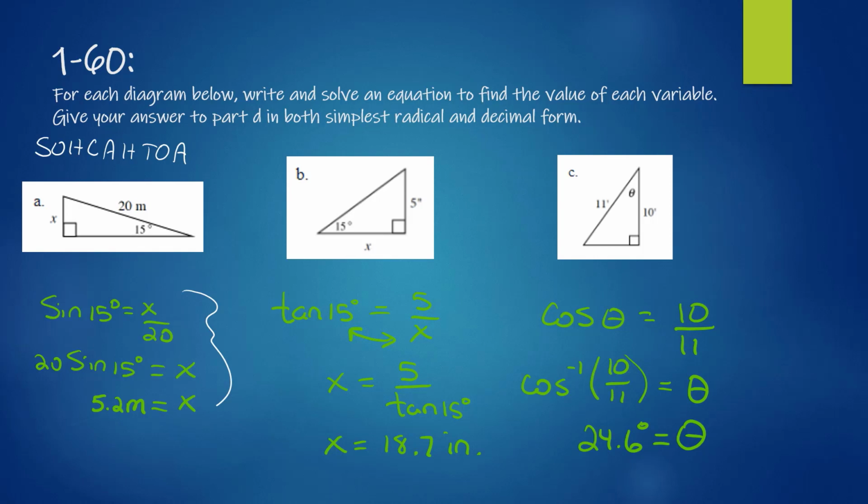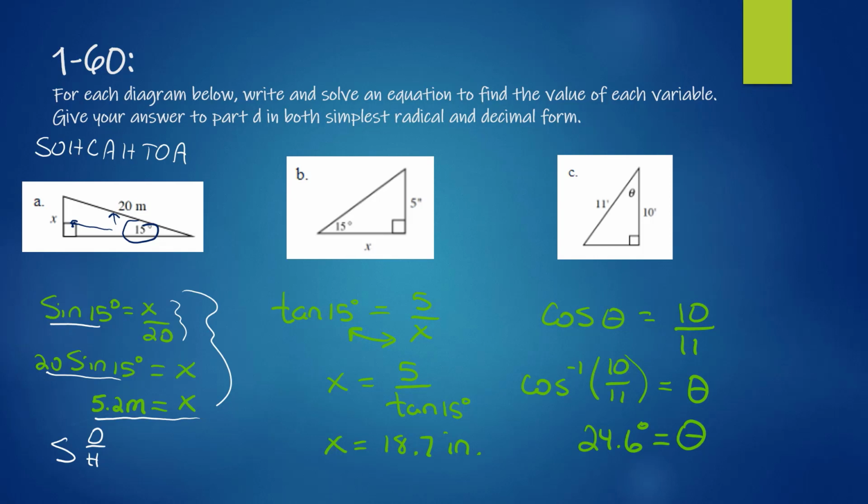Right here we have our degree measure, 15 degrees. Opposite is x. Hypotenuse is 20. The hypotenuse, by the way, will never be adjacent. So on this one, we're looking at sine, which is opposite over hypotenuse. So the sine of 15 degrees equals x over 20. You're going to multiply by 20. That gives you 20 sine 15, which when rounded to the nearest tenth is 5.2.